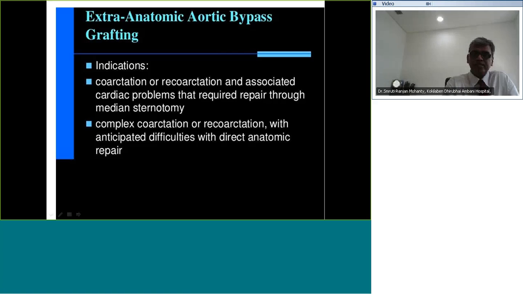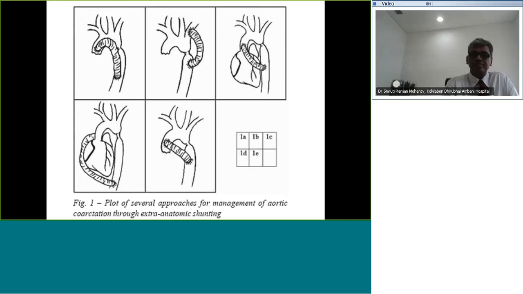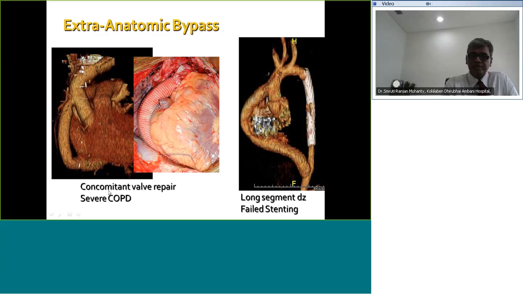So the indication is coarctation or re-coarctation with an associated cardiac problem that requires repair through median sternotomy, or complex coarctation or re-coarctation with anticipated difficulties with direct anatomic repair. So these are the various ways one can bypass using a prosthetic graft between the ascending aorta and descending aorta. And what is important is that if this has to be done under median sternotomy, it has to be done under bypass support, and the graft can be placed.